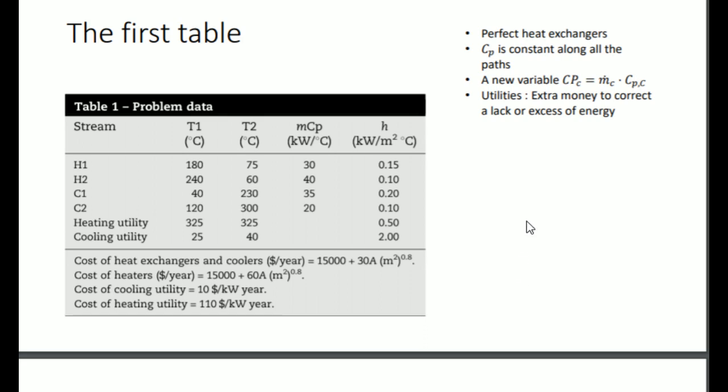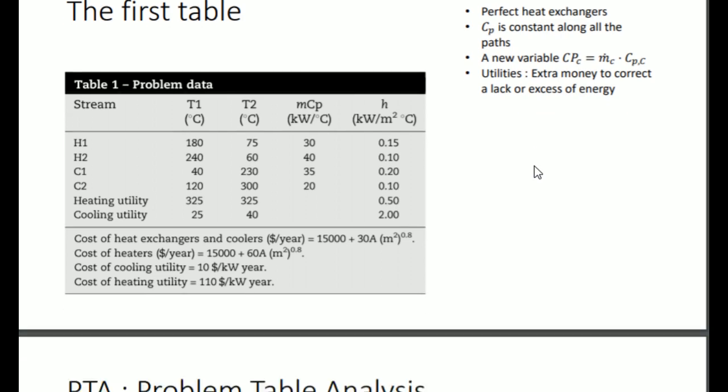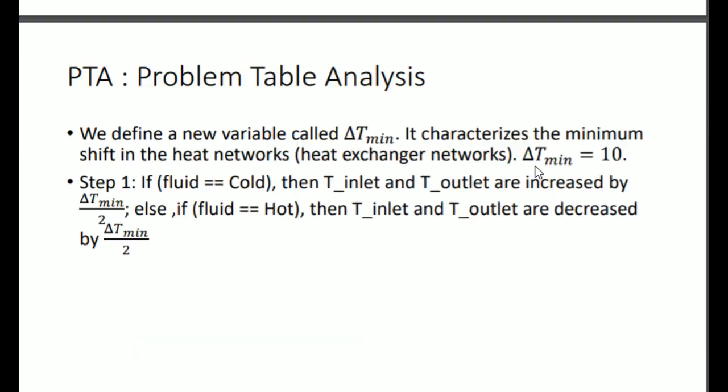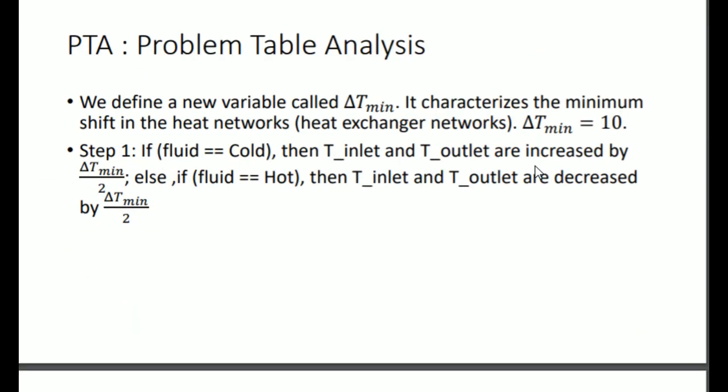Now, where the CompC people wake up is what we call the PTA, problem table analysis. It's an algorithm that works well to determine the minimum amount of heat exchangers, the minimum amount of cold utilities, and the minimal amount of hot utilities. So what we will do is define a first variable called delta T min.